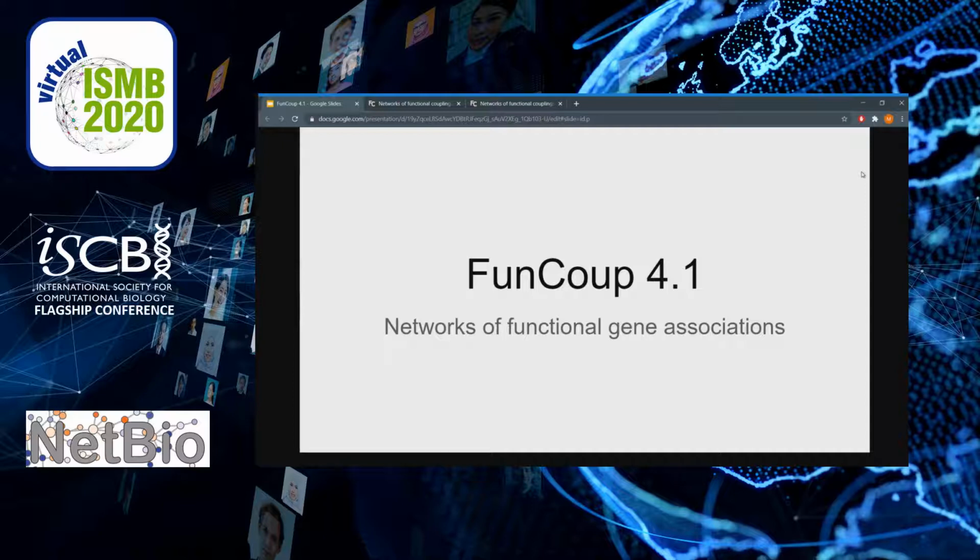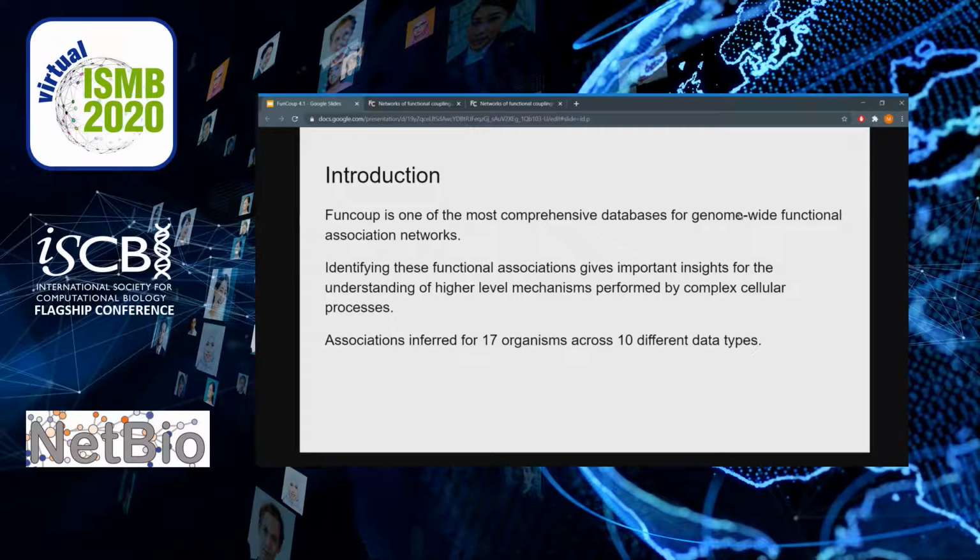I will be presenting a poster with the name FunCoup 4.1: Networks of Functional Gene Associations. In case someone doesn't know what FunCoup is, it is one of the most comprehensive databases for genome-wide functional association networks. FunCoup is crucial because it identifies functional associations, which gives important insights for the understanding of higher-level mechanisms performed by complex cellular processes. FunCoup offers associations for 17 different organisms across 10 different evidence types.